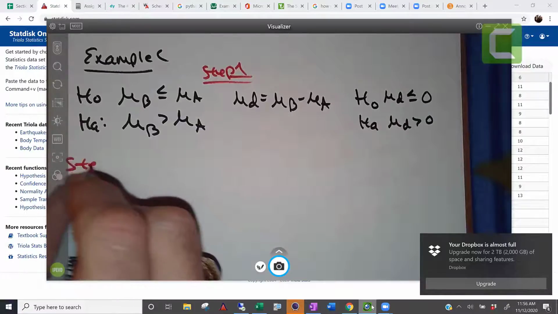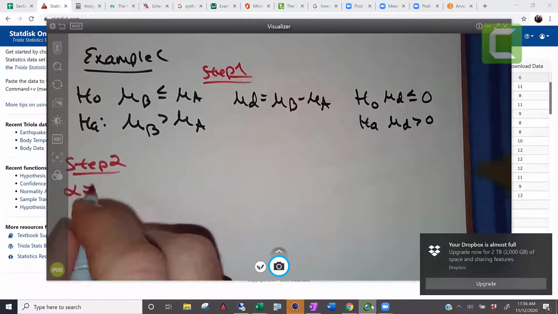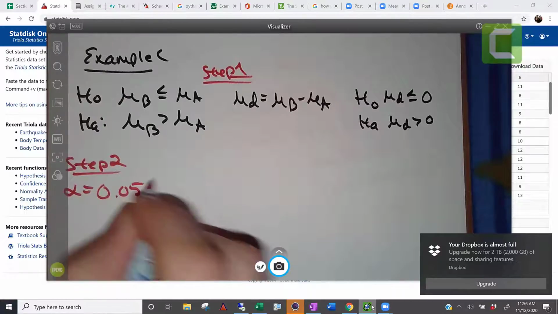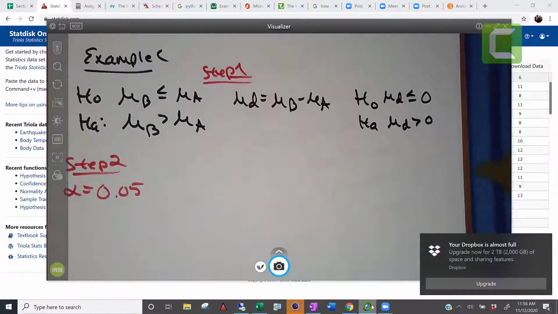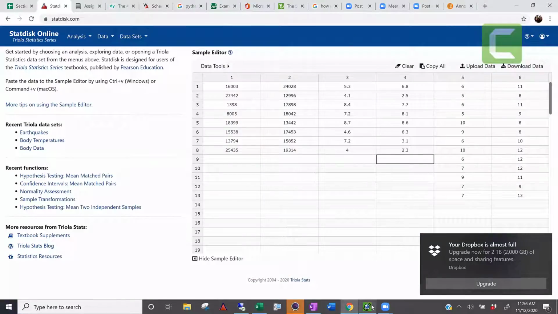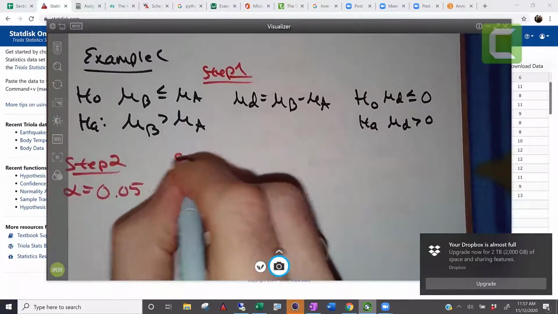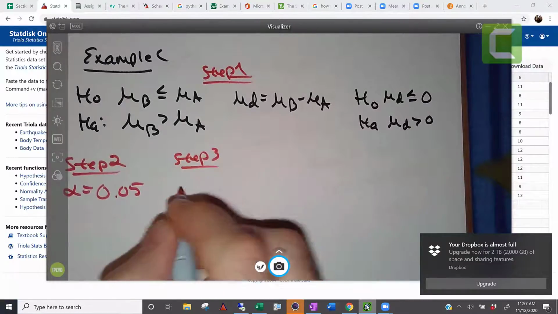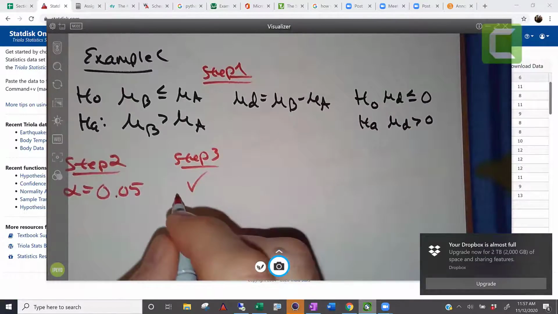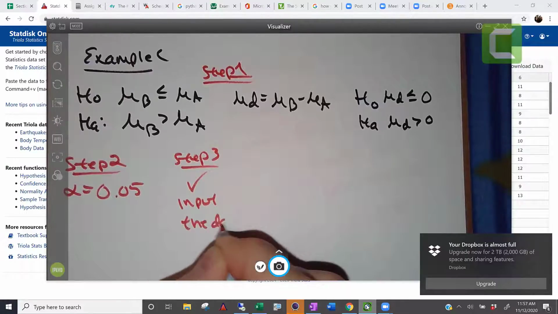Step 2 is decide on alpha. And they talked about a 95% confidence level, which would correspond to alpha's 0.05. Step 3, input the data. Got that done.